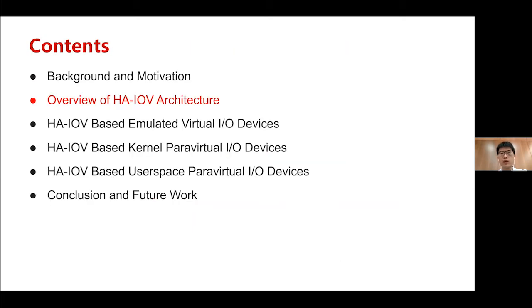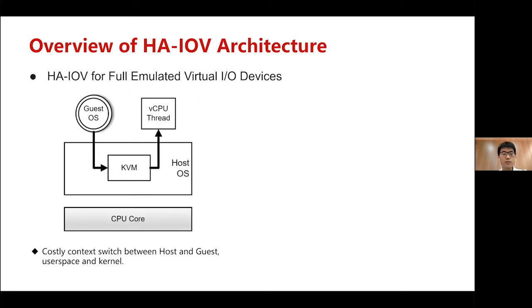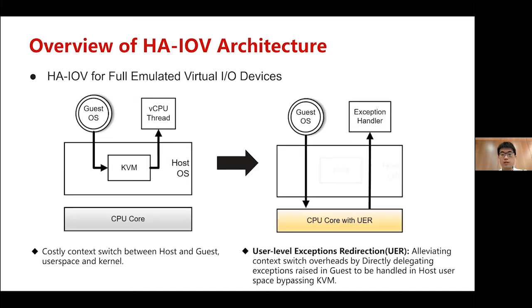To alleviate I/O pass-through overheads in the I/O virtualization framework, as well as improve the CPU utilization lowered by polling mode, we introduced HA-IOV. Note that our techniques also aim to avoid complicating live migration. As mentioned before, when guests access fully emulated I/O devices, costly context switches between guest and host reduce the performance. Thus, we propose HA-IOV to alleviate the context switch overheads. We do this by directly delegating exceptions from the guest to the host user space, bypassing KVM. More details will be described in the following slides.